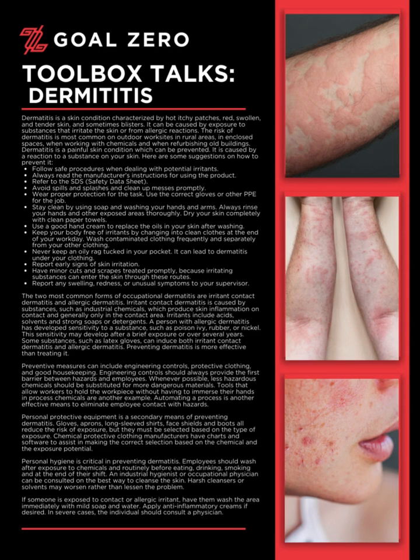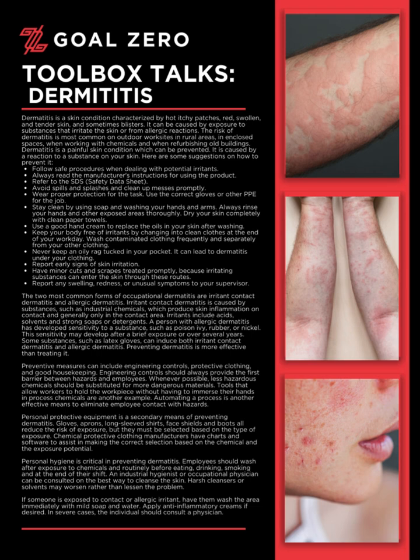The two most common forms of occupational dermatitis are irritant contact dermatitis and allergic dermatitis. Irritant contact dermatitis is caused by substances, such as industrial chemicals, which produce skin inflammation on contact and generally only in the contact area. Irritants include acids, solvents, and strong soaps or detergents.